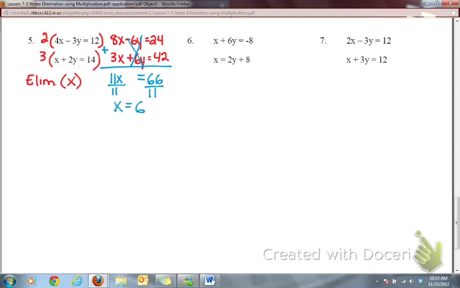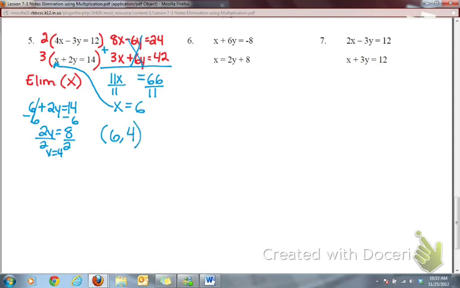Still have to figure out what y equals, so I'm going to take that and plug it into right there. And I get 6 plus 2y equals 14. Subtract the 6. 2y equals 8. Divide by 2. And y equals 4. So that will be the ordered pair 6, 4. So there's kind of two parts to the answer here. I want you to be able to tell me which method, so read the directions carefully if they want you to tell which method you used, and then as you solve it, what's your solution?